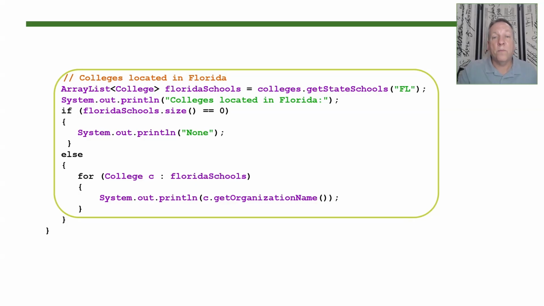And then finally, I want to find out all the state schools in a particular state. I'm going to choose Florida because that's where I'm at. So I'm going to call colleges.getStateSchools, and I'm going to send it FL, the two-letter abbreviation for Florida, stored in my own ArrayList variable that I called floridaSchools. And then, as long as the size isn't 0, I'm going to loop through all of the Florida schools. And then notice I print out c.getOrganizationName. So I'm just going to print out the name of every school that's in my list. Notice I used a for each loop here to loop through the new ArrayList that I retrieved back from the method getStateSchools. All right, let's see what happens when I run this.